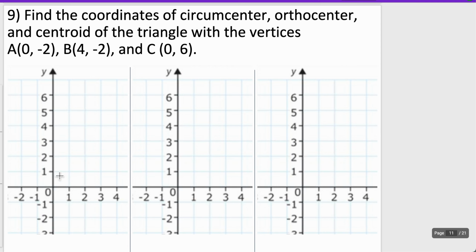The first thing we want to do is take time to plot our points. So I'm going to go ahead and plot our A at 0, -2, our B, which is 4, -2. So each of these is a separate graph. If you wanted to do them all in the same one, that just kind of gets tricky to see. And then C is at 0, 6. Okay, so I'm going to try my best here to make some straight lines happen. You probably can do a much better job than me on paper, just kind of tough on a tablet.